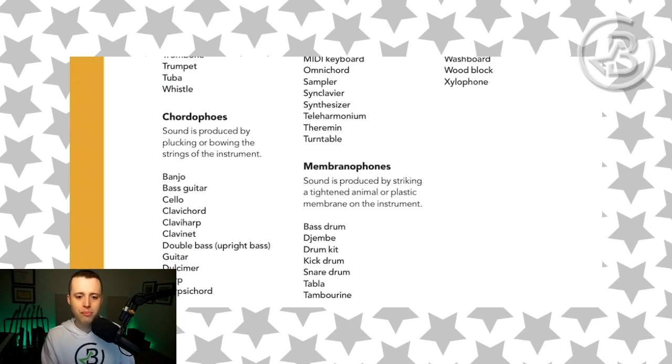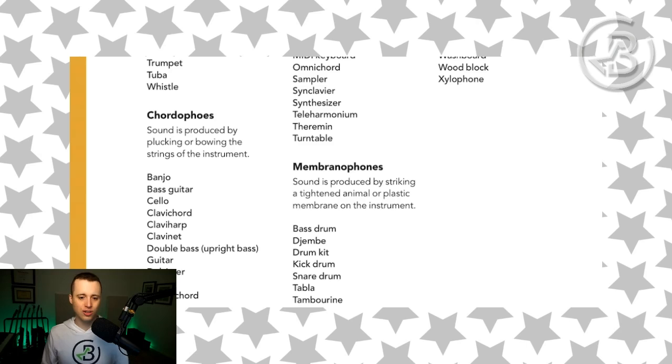There are also membranophones. Now, membranophone, let's look at that. It's like membrane. Membrane, it's like a skin. So sound is produced by striking a tightened animal or plastic membrane on the instrument. That's going to be any type of drum.